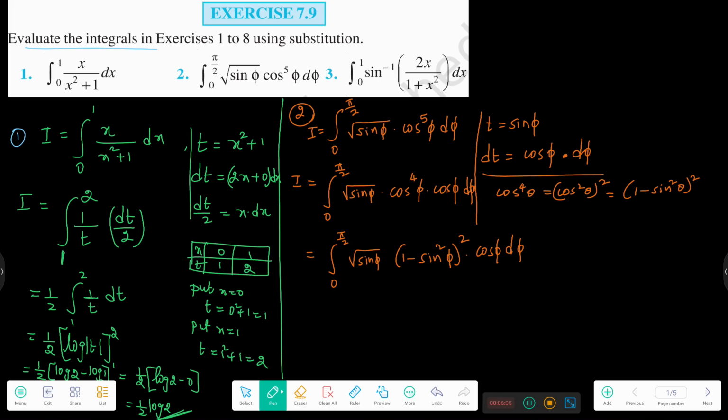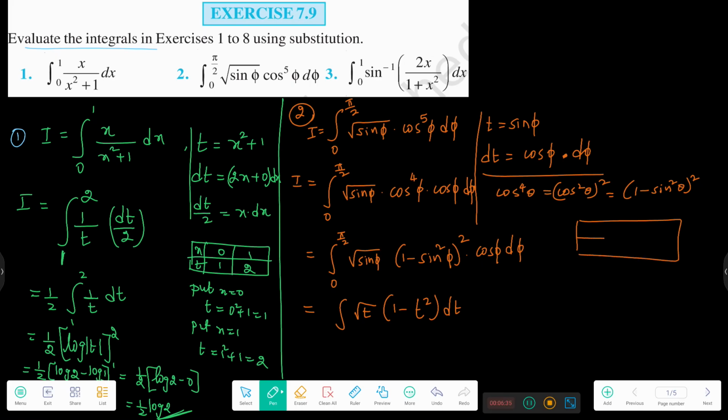Now you can convert into t easily. See children, cos theta d theta we have in the form of dt. This sin theta you can write as t, not an issue, easily it will be completed. Now inside the root we have t into 1 minus sin square theta, we assumed t, children, so that t square, cos theta d theta is just dt. Now the limits also you have to convert.